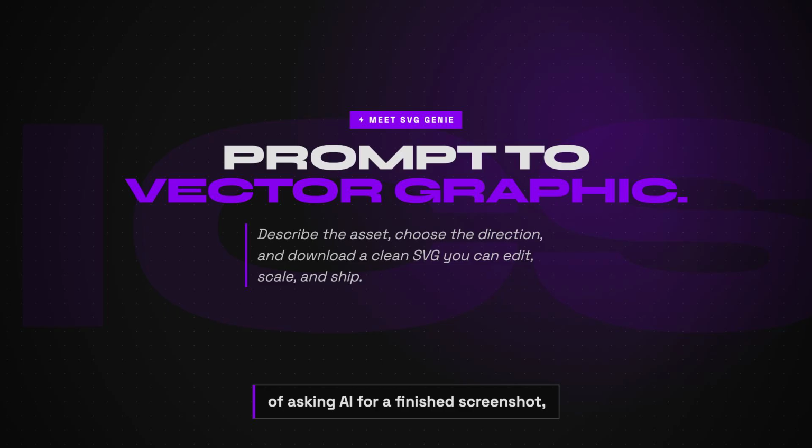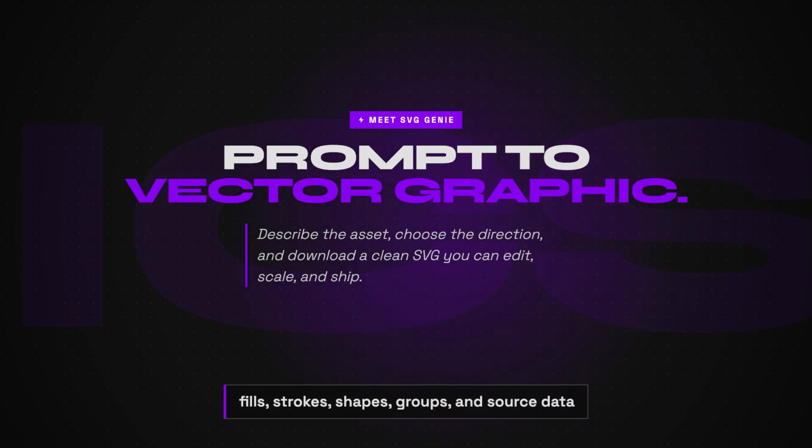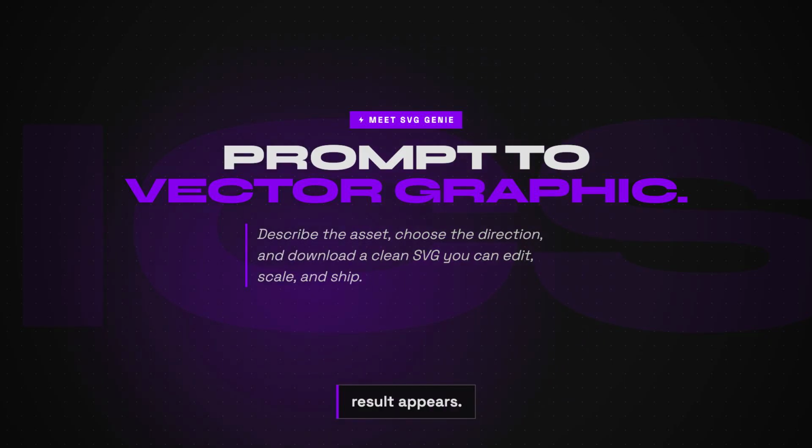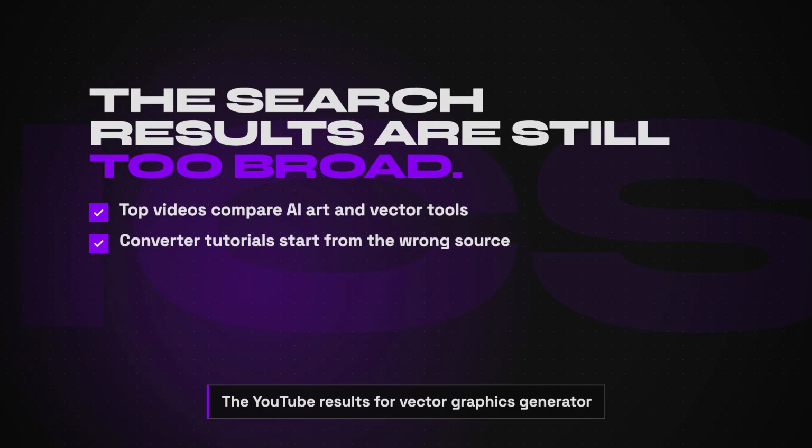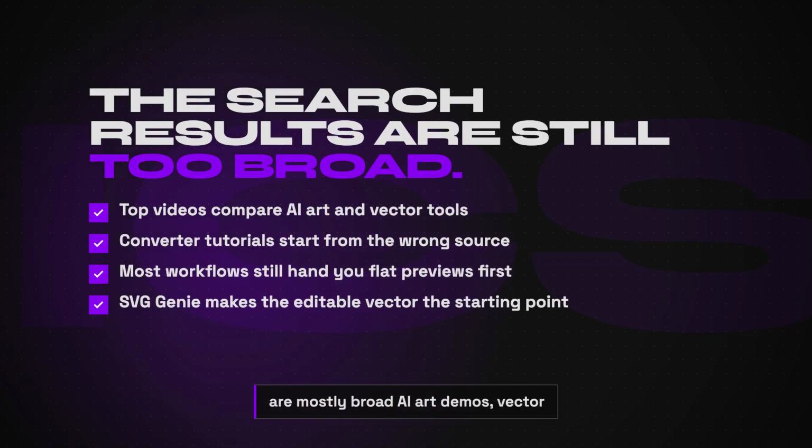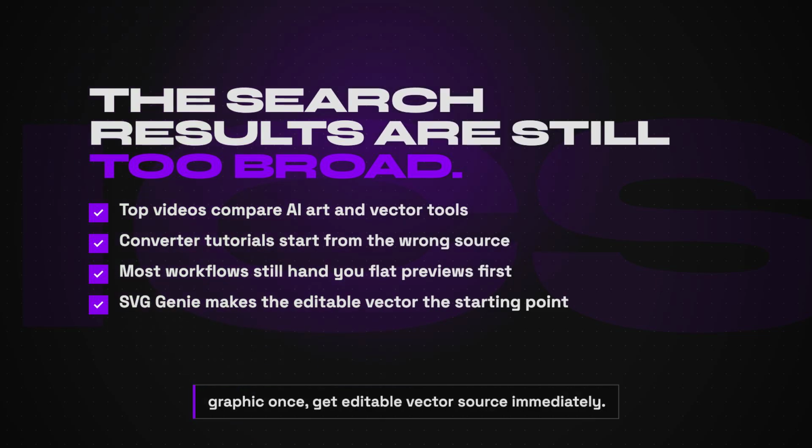Instead of asking AI for a finished screenshot, you describe the graphic you need and generate a real SVG. That means paths, fills, strokes, shapes, groups, and source data you can keep editing after the first result appears. The YouTube results for Vector Graphics Generator are mostly broad AI art demos, vector tool comparisons, and image to vector tutorials. Useful, but they usually begin with pixels. The missing promise is simpler. Prompt the graphic once, get editable vector source immediately.